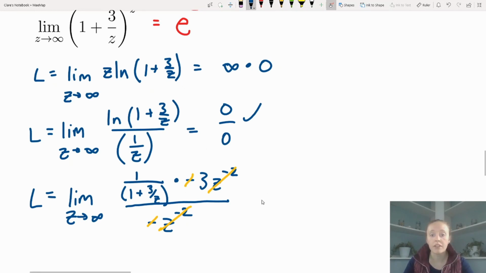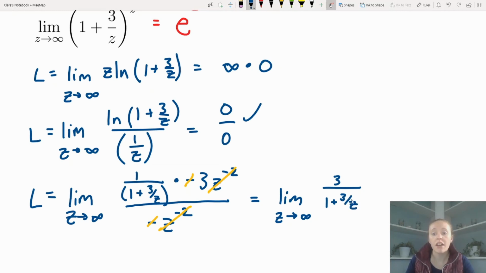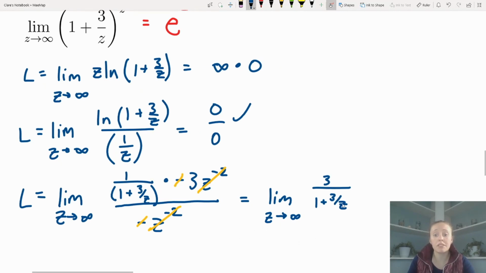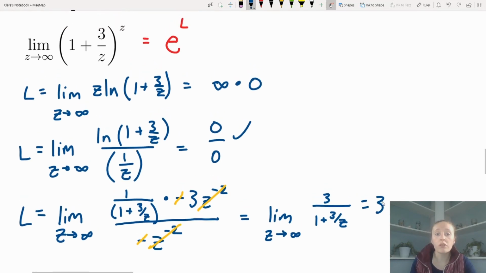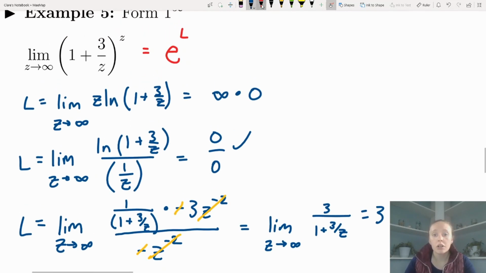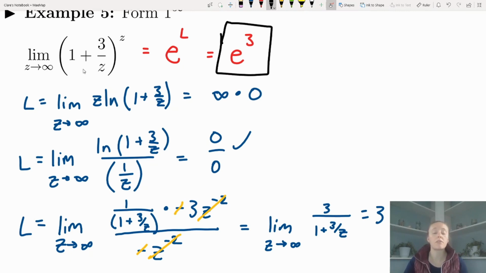So my limit L is going to be equal to 3 all over 1 plus 3 over z. And that's the limit as z approaches infinity of that function. And as z approaches infinity, 3 over z goes towards 0, so we'll be left with 3 over 1, which is just 3. But remember, that's what L is equal to. So our overall limit is e to the L, which is e to the 3. That is our solution for the limit as z approaches infinity of 1 plus 3 over z to the z.